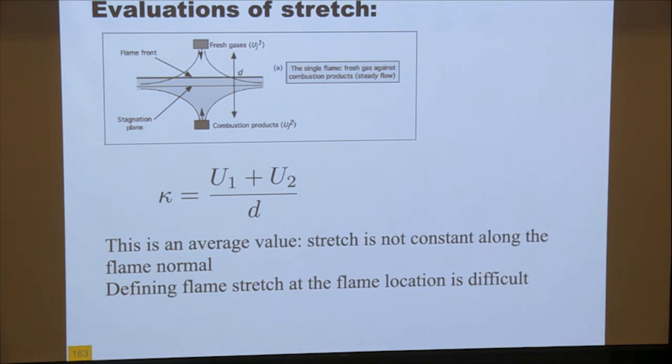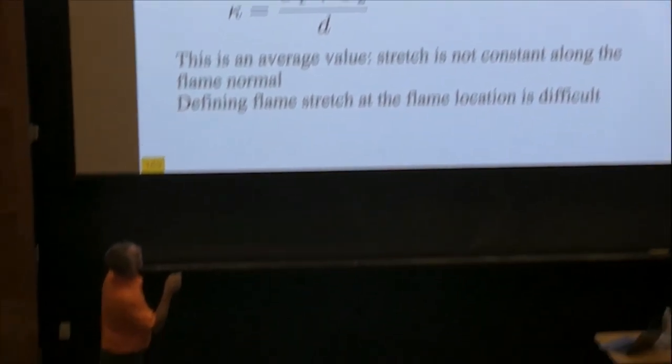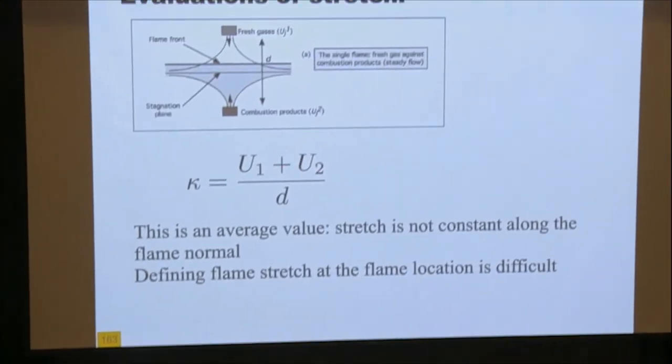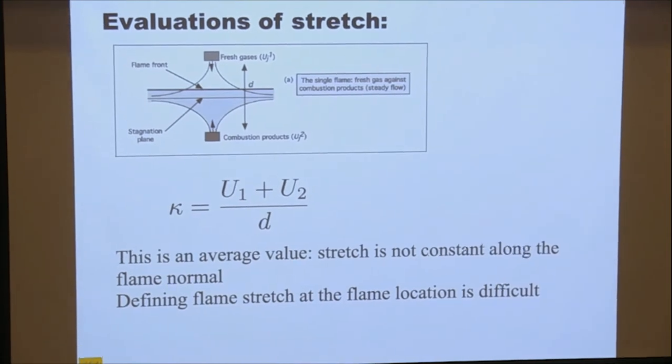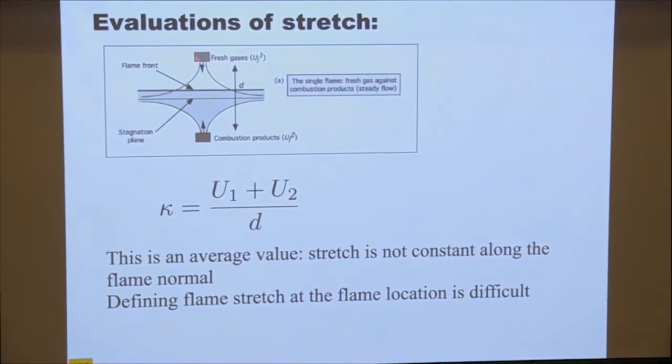So here, how do you define stretch? Well, if you do a stagnation point flame, there's an estimate of stretch, which is U1 plus U2, the modulus of the velocities, divided by D. Why is it that? Well, because this is an estimate of the gradient of velocity in this direction, which must be of the same order in the other direction.